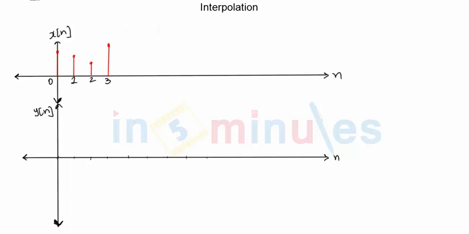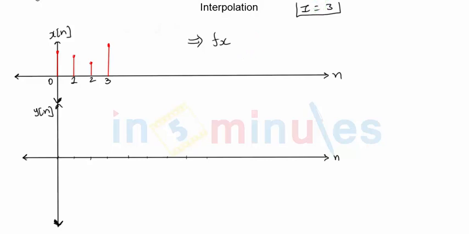I've taken signal x of n with 4 samples 0, 1, 2, 3. So this is the signal which will have the sampling rate of fx, let's say. Let us consider I equal to 3. So we will make this waveform with the assumption that interpolation factor is equal to 3. So let's see how the waveform y of n will look like.